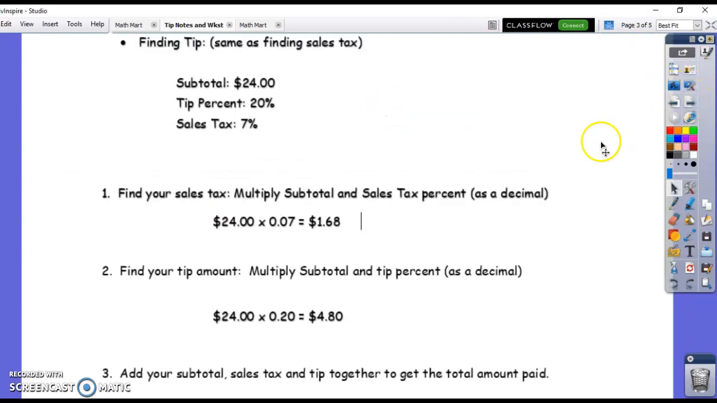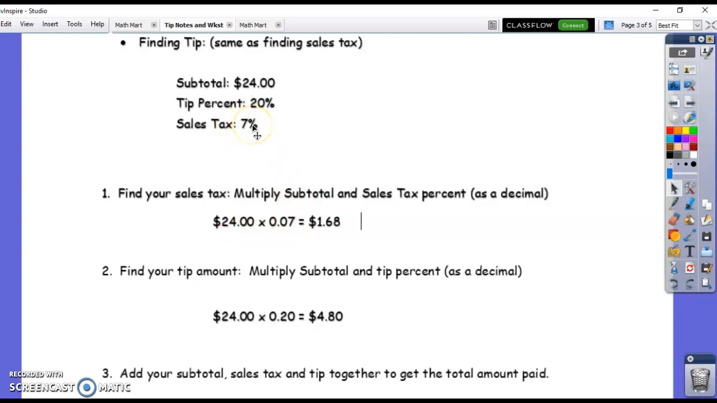And so when you're finding a tip, you do it exactly the same way that you did sales tax. So for instance, if you have a subtotal of $24, you want to leave a tip of 20%, and your sales tax is 7%. Okay. The first thing you're going to do is find your sales tax. This was the example we did for sales tax. So take 24 times 0.07.